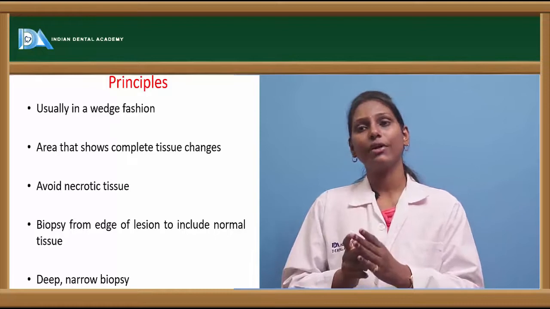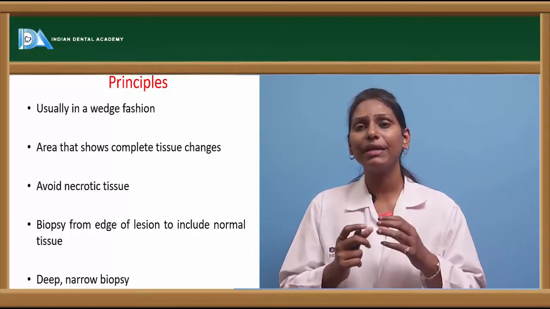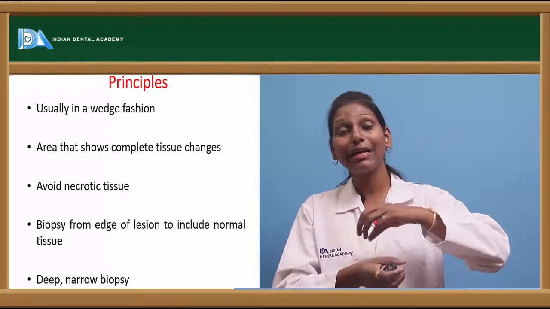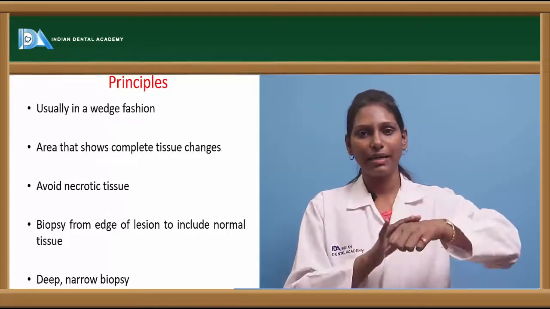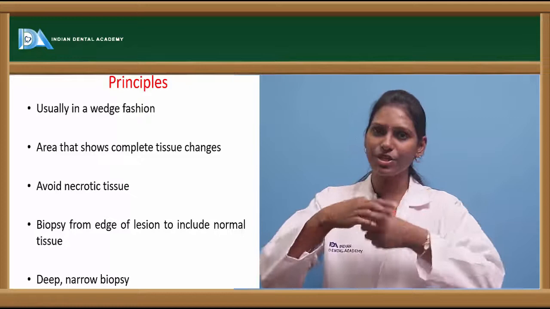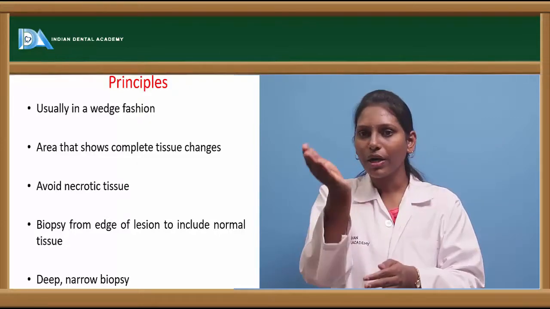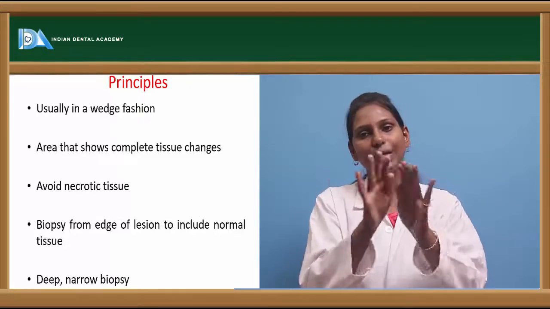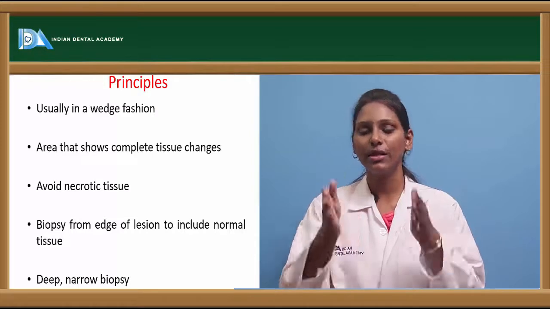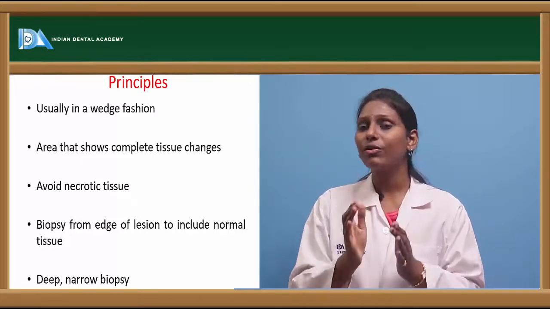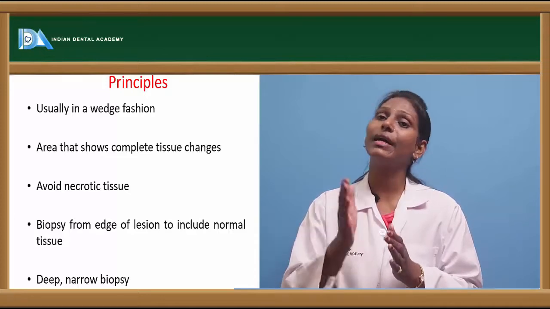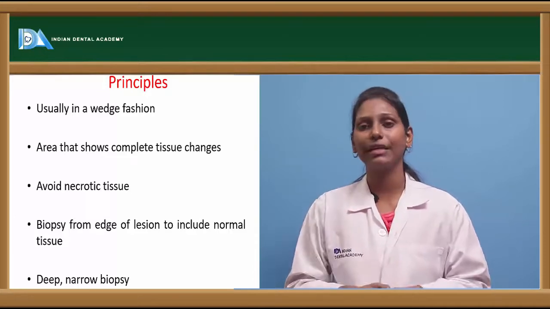When you're taking a biopsy, it is always better to take a deeper and narrower biopsy section. For example, we have a lesion here like this. So take a deeper section and a narrower section. Do not scrape a shallow section. No need for a broad and shallow section. It is always better to have a narrow and deep section. So how can we achieve this? By using a wedge fashion of taking a biopsy.